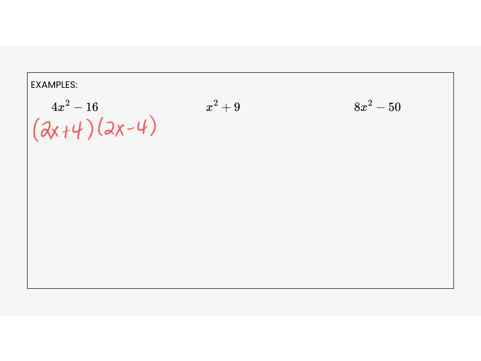Okay, if I look at this next one, x squared plus 9, I see a perfect square and a perfect square, but if you notice, I have a plus in the middle, and for difference of squares, the keyword is difference, so we need to see that subtraction. Okay, so this is not factorable.